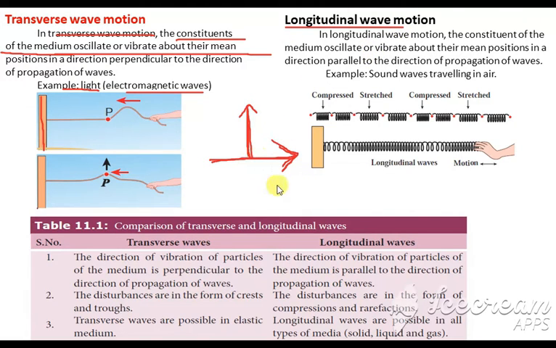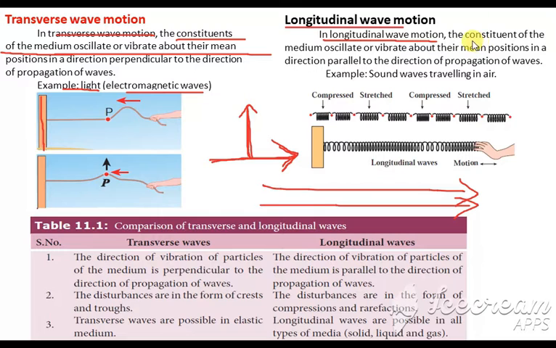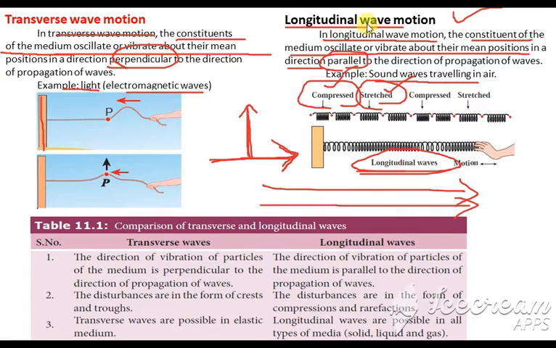So opposite to this, if this is the propagation of the wave, then the longitudinal wave travels in the parallel direction. Okay, so in longitudinal wave motion, the constituents of the medium oscillate or vibrate about their mean position in a direction which is parallel. Here the direction is perpendicular. The example of a longitudinal wave is sound waves traveling in air. Here the medium can be either compressed or stretched.